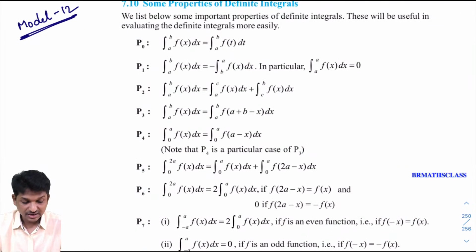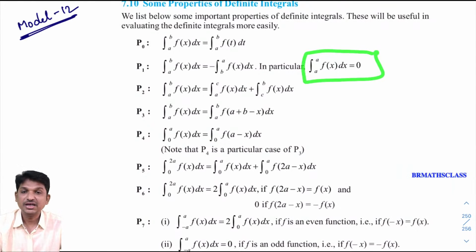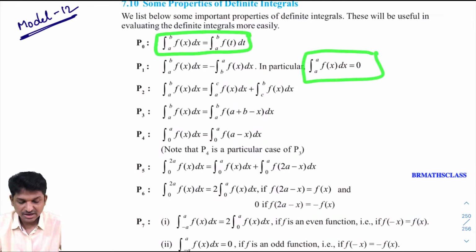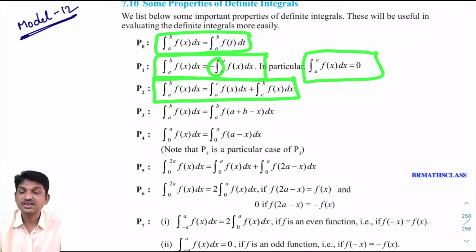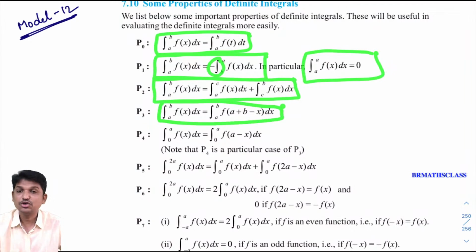Good. So I will quickly recall the properties we learned. What is the first property? Integral of a to a f of x dx is 0. What is the second property? Integral of a to b f of x dx is integral of a to b f of t dt. This is the dummy variable property. Next, the third property is what? Integral of a to b f of x dx equals minus integral of b to a f of x dx. I just interchange the limits so the integral sign also changes. Next is the property where integral of a to b f of x dx can be written as integral of a to c f of x dx plus integral of c to b f of x dx. What is the fifth property we proved? Integral of a to b f of x dx is the same as integral of a to b f of a plus b minus x dx.